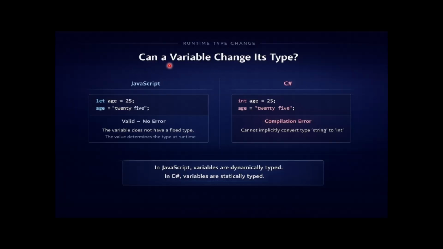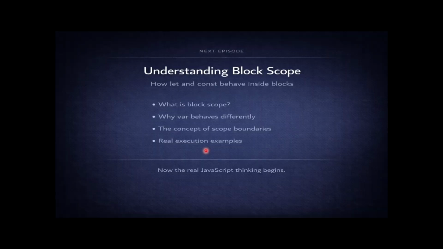So this question is very common: can a variable change its type? Yes, in JavaScript it does, because variables are dynamically typed in JavaScript. The attachment of a variable to its data type is decided at runtime. So that was a very important question, which you often get, and the majority of people like us coming from object-oriented backgrounds often miss out on this.